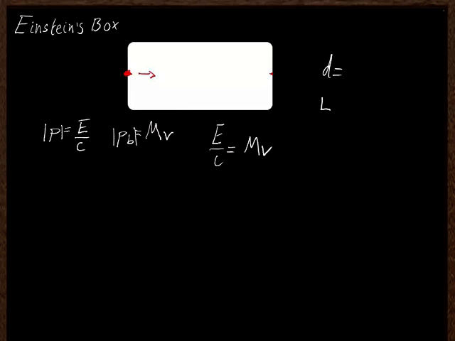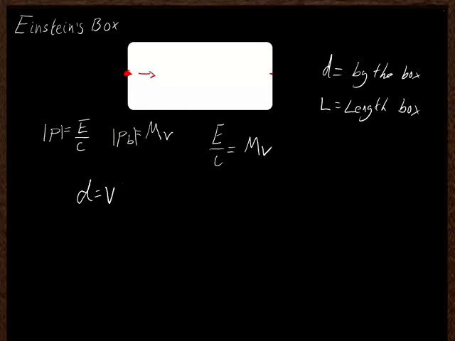I'm going to call the distance travelled by the box d. And L I'm going to call the length of the box, and this happens to be the same distance as the photon travels. It travels from one side of the box to the other. It travels distance L. So, distance travelled by the box, let's have another think about that.